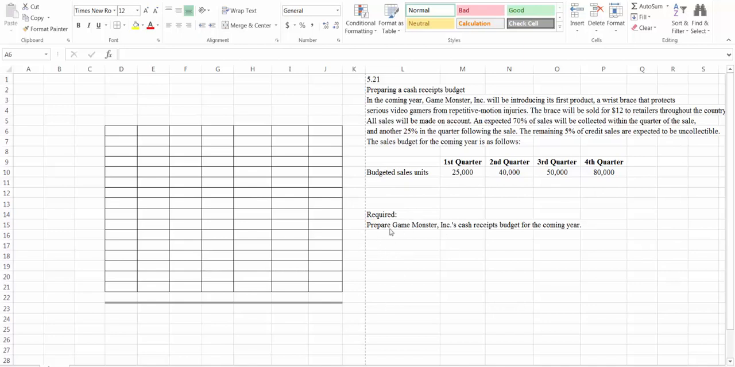Okay, so our job is to prepare a cash receipts budget for the coming year. So we want to know when we sell these products, when will we be receiving the cash, and this information will be used later to prepare a cash budget.